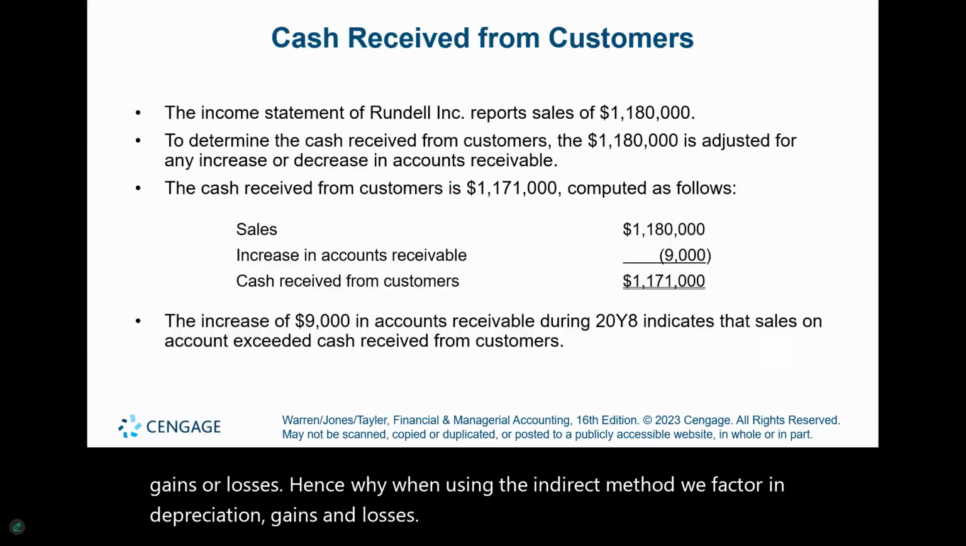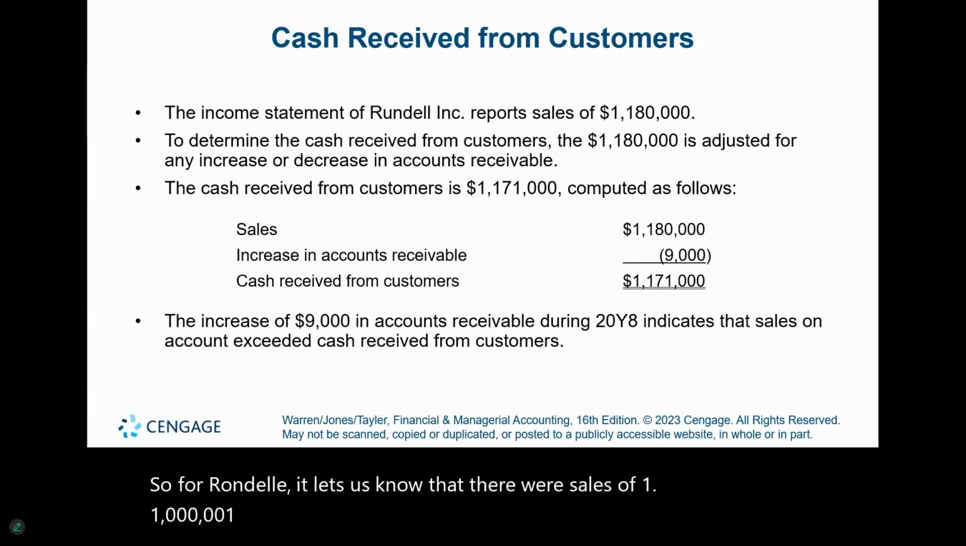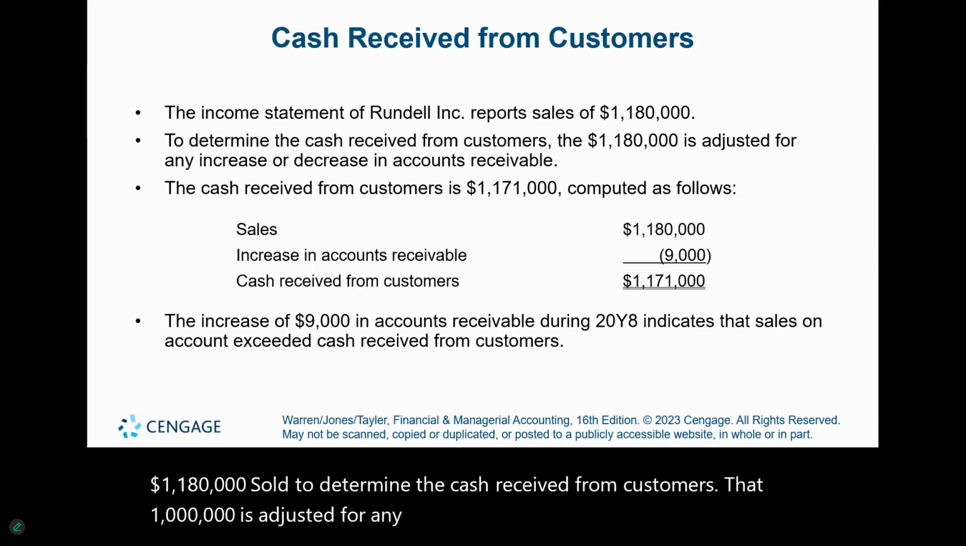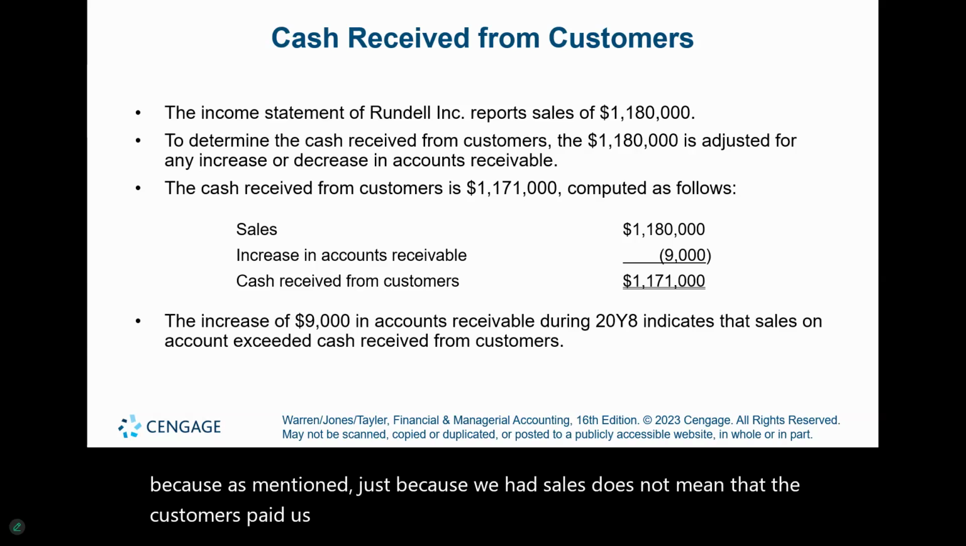So for Rundell, it lets us know that there were sales of $1,180,000. To determine the cash received from customers, that amount is adjusted for any increase or decrease to accounts receivable, because just because we had sales does not mean that the customers paid us right away. So we need to account for that.